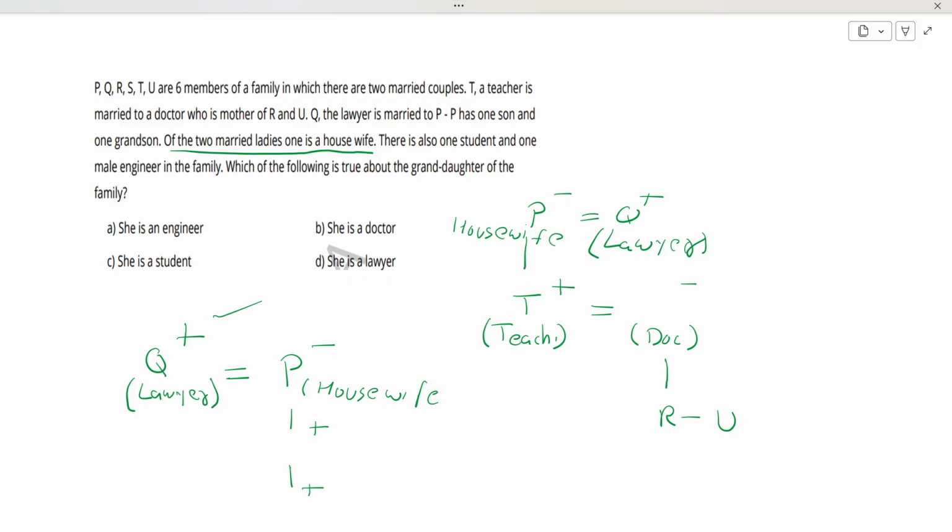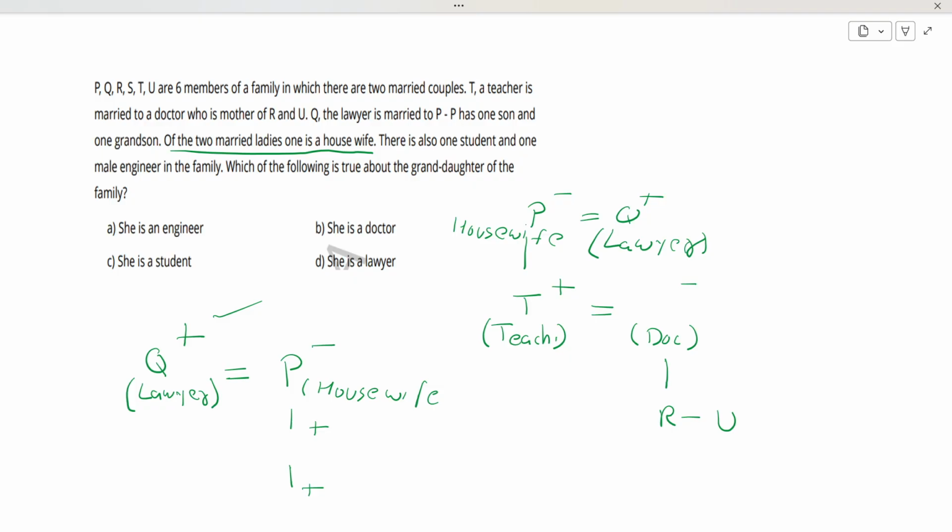Now, are all the conditions satisfied? P has one son and one grandson. That means out of R and U, one is male and one is female. Okay, we don't know who is male and who is female, but we know one thing, that one of them is male and the other is female. Okay, let's keep this thing in mind.